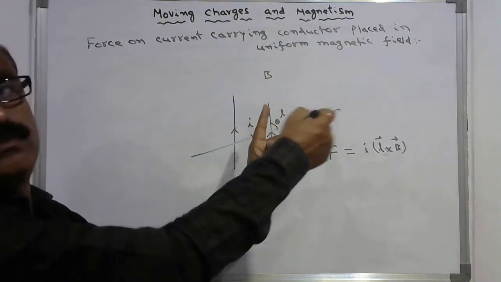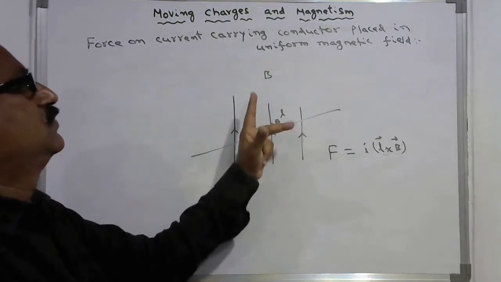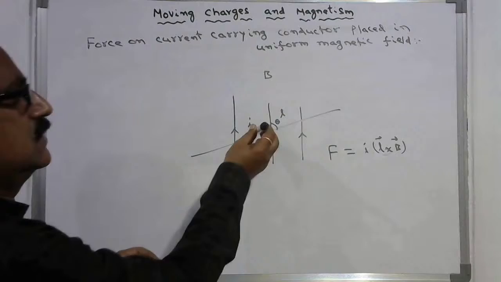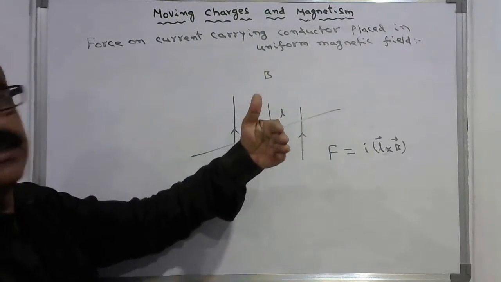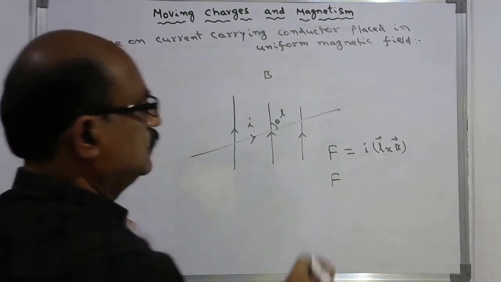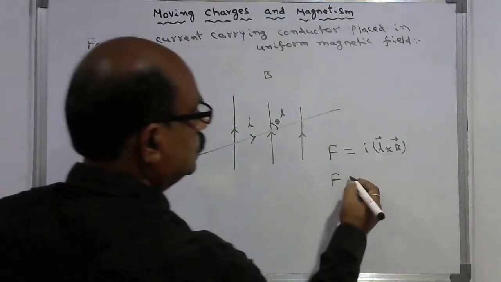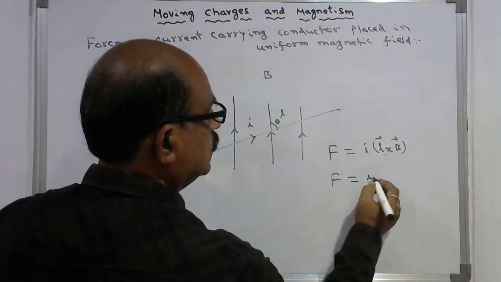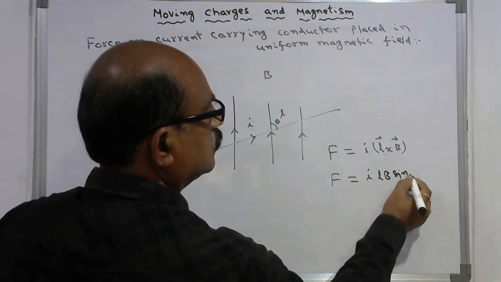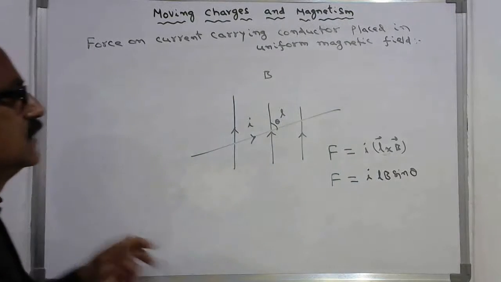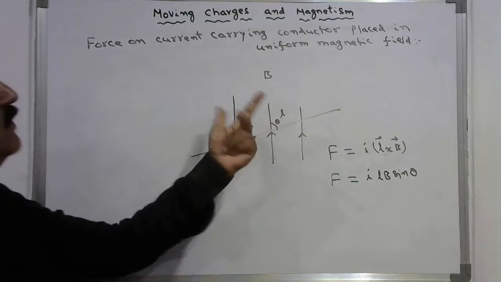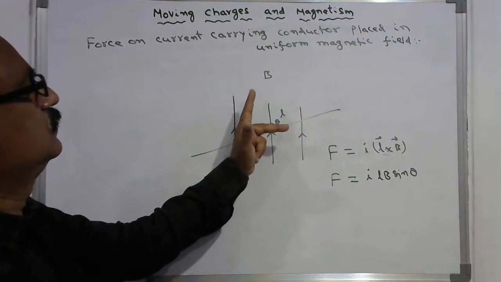This is the current and this is the magnetic field, and this thumb represents the force in this direction. So the conductor moves in this direction. So the direction of the force, F equal to B I L sine theta, can be explained with Fleming's left hand rule. This is how we can represent it.